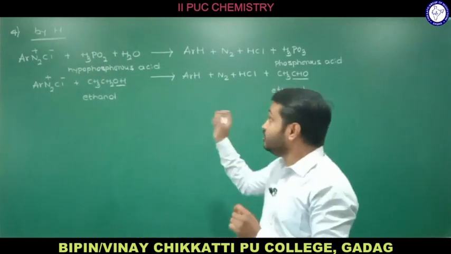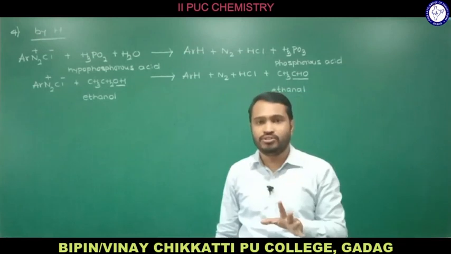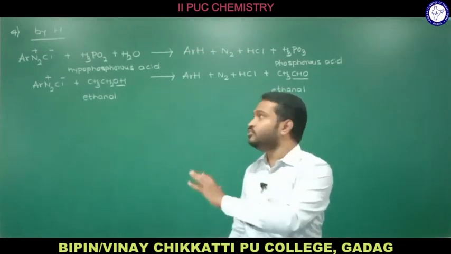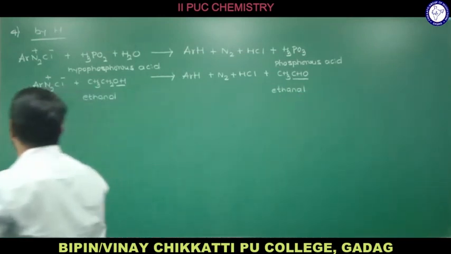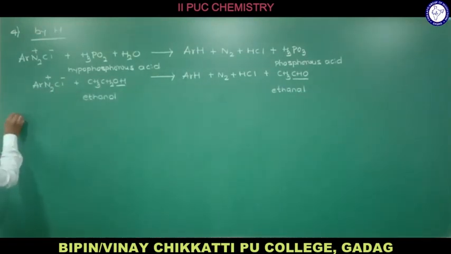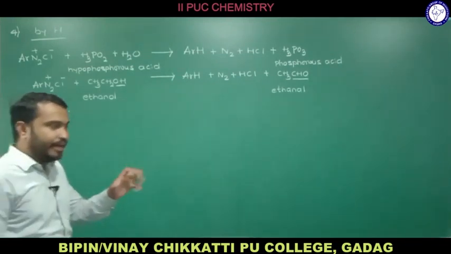Remember that in this reaction, nitrogen is going to be replaced by hydrogen, and we get benzene from benzene diazonium chloride. That is reaction number 4. Now the fifth one will see displacement of nitrogen by OH group. So how actually the OH group is going to replace the nitrogen, we'll see now.